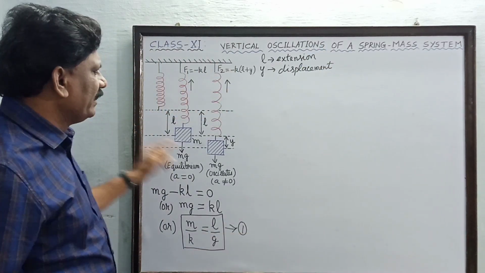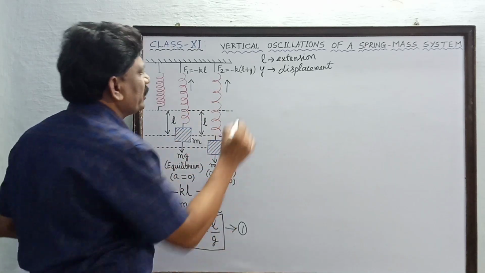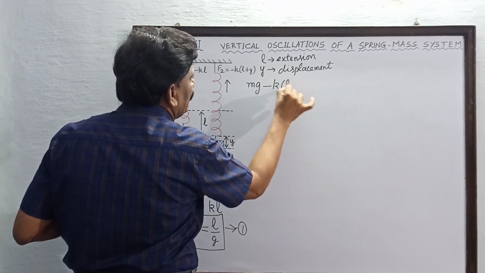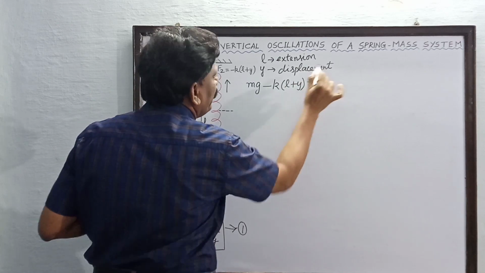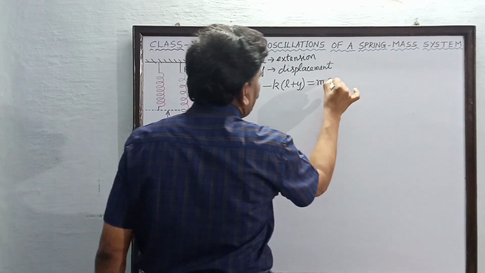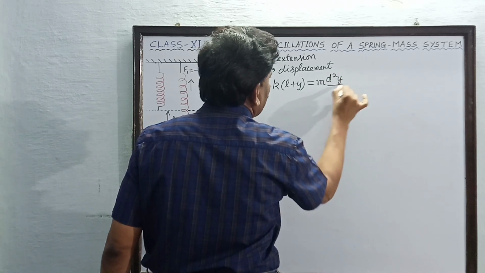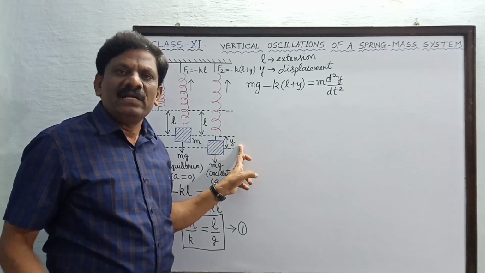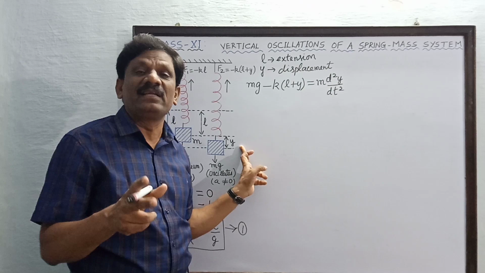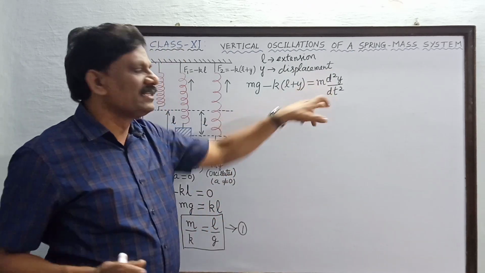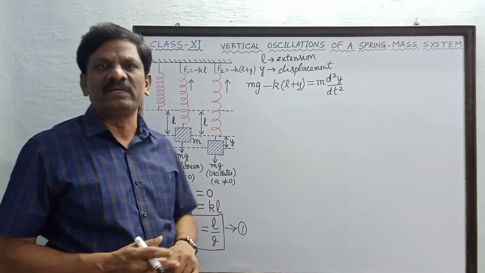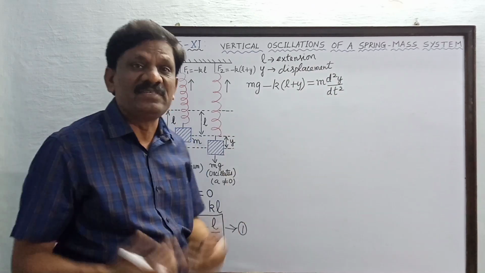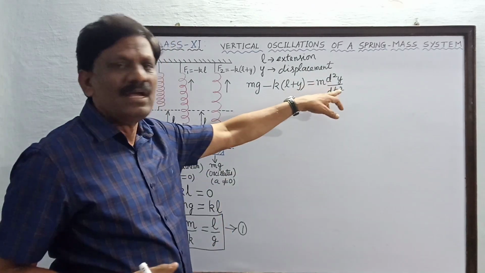Now I will write an expression for the net force in the third picture. mg minus k times (L plus y) is equal to m into acceleration a. First I will write acceleration is the second derivative of the displacement, d square y by dt square. y is the displacement, dy by dt is the first derivative of the displacement, that is called the velocity, and d square y by dt square is the second derivative of this displacement, and that is called the acceleration. So in place of this I can substitute m into a, that is mass into acceleration.